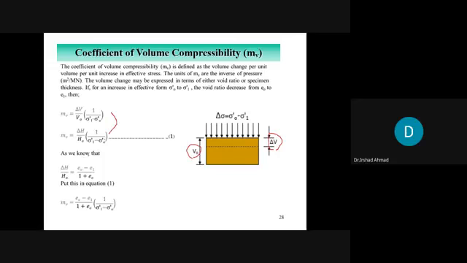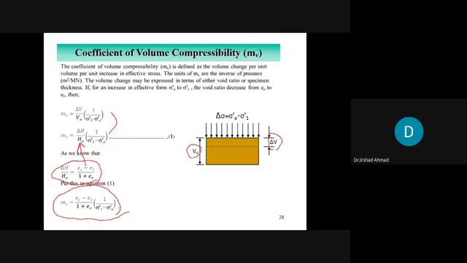Now we know that, as we proved, delta V over H naught is equal to E naught minus E1 over 1 plus E naught. So we can replace this part by this equation, and ultimately we will get this: E naught minus E1, over 1 plus E naught, times 1 over sigma prime minus sigma naught prime.